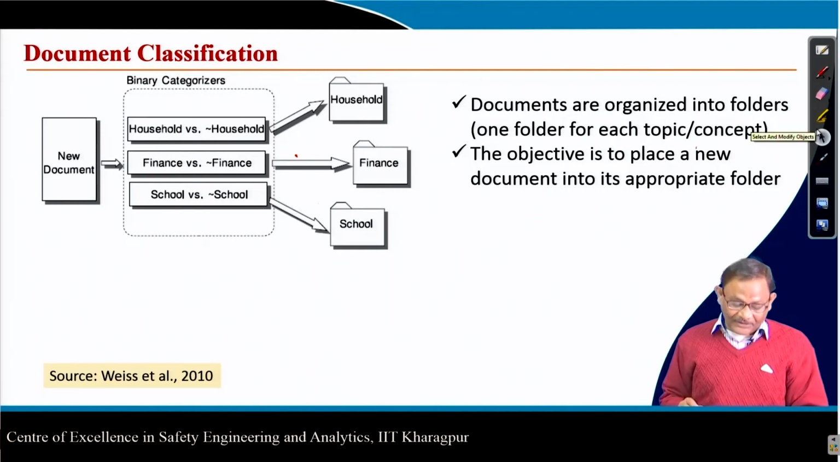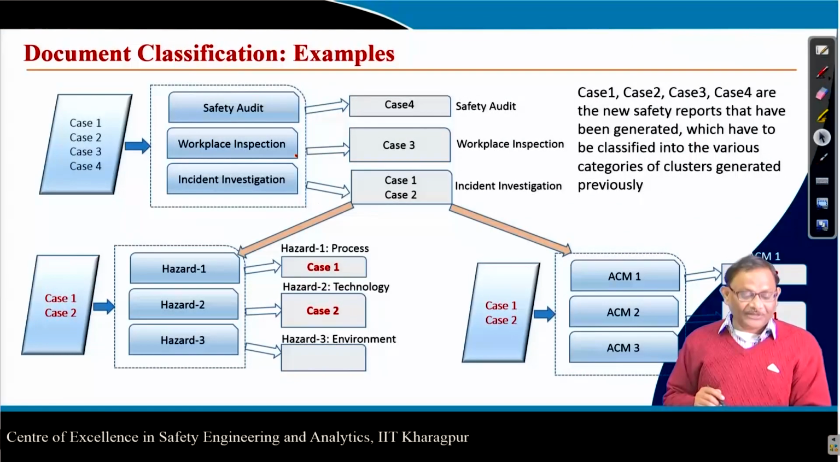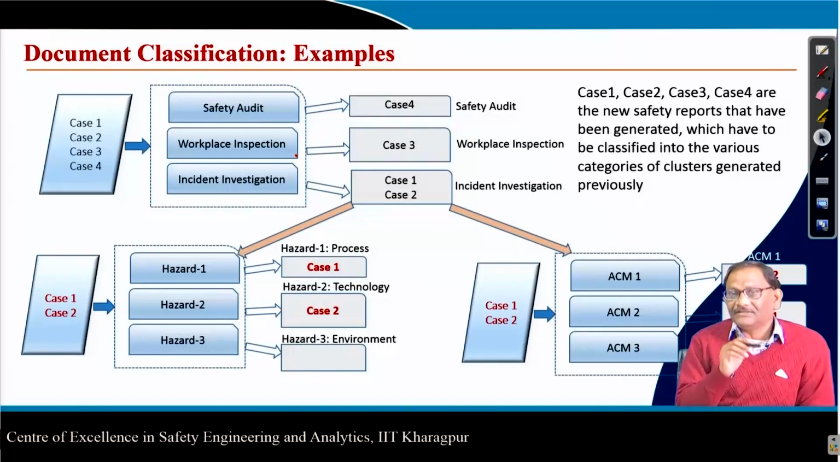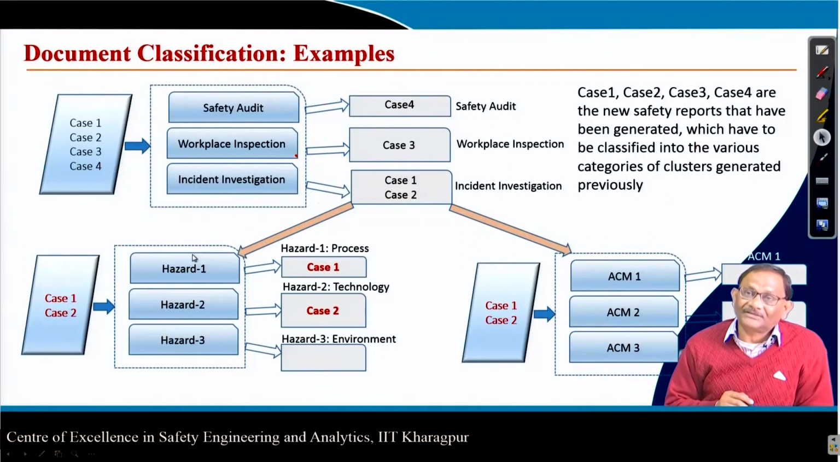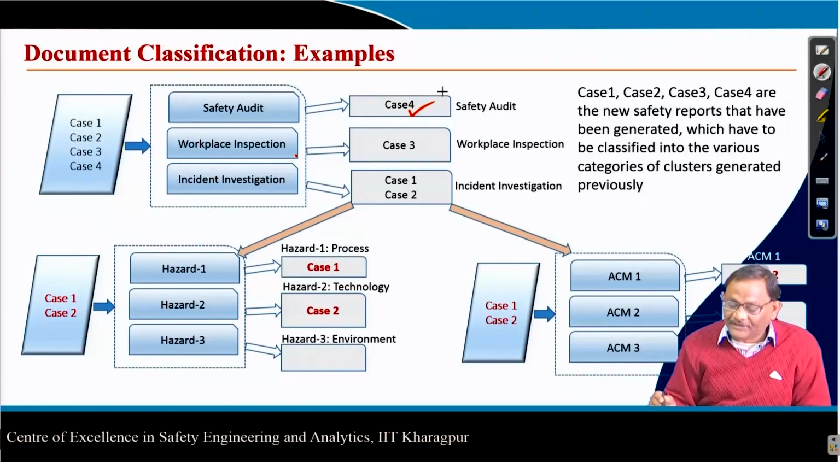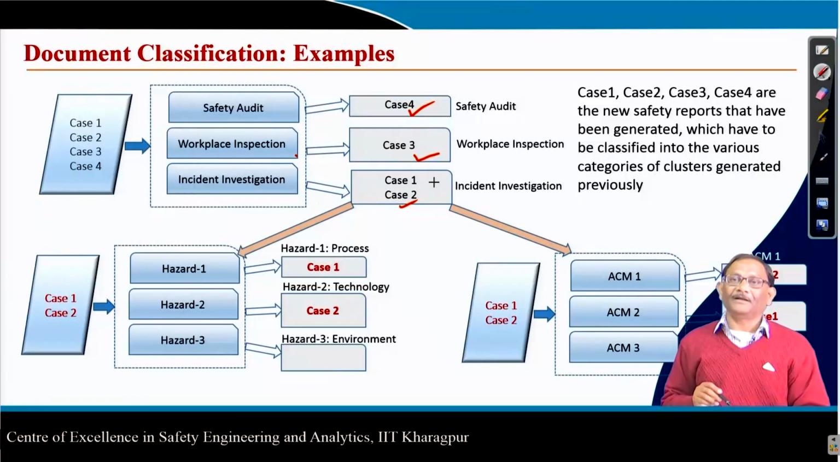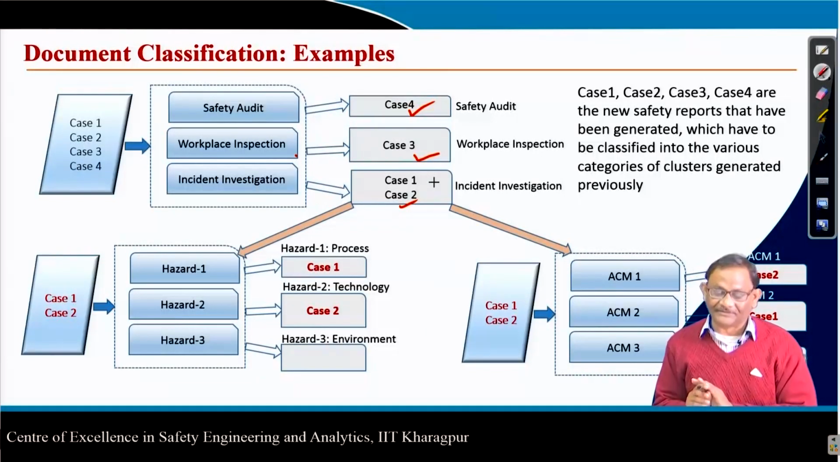This is also important, so I will show you an example. Suppose we discussed four cases, narratives 6, 7, 8 and 9, and we want to understand under which class each falls: audit, inspection or investigation. When the cases come, the program scans them and finds that case 4 is audit related, case 3 is inspection related, and case 1 and case 2 are investigation report related. That is basically the first level of document classification.